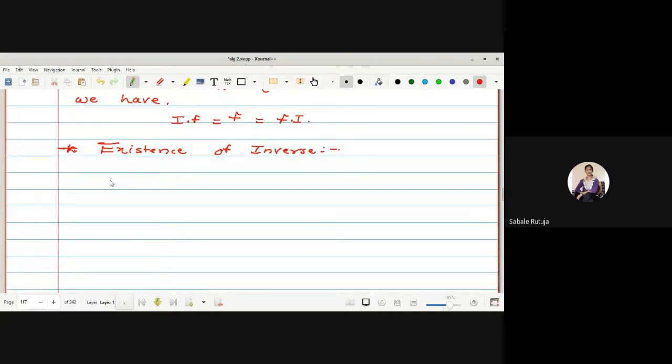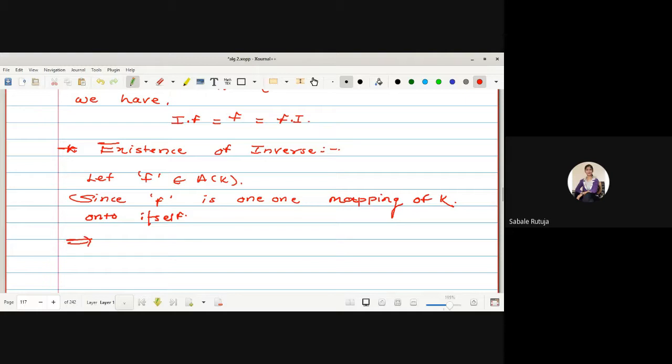Existence of inverse. Let this F, this mapping, belong to the set of all the automorphisms of K. Since F belongs to that set, then F is what? One-one, onto and a homomorphism. F is a one-one mapping of capital K onto itself.